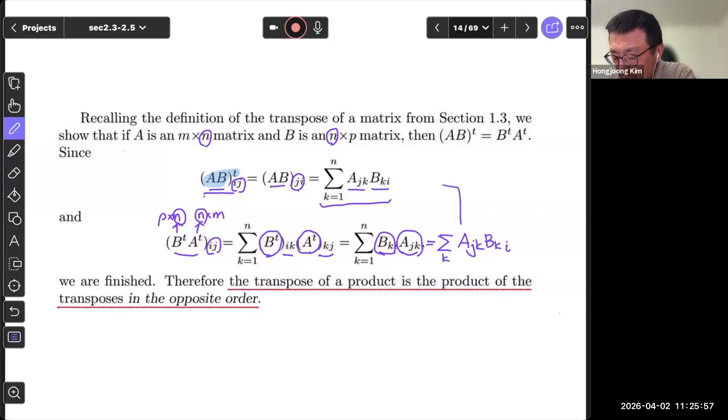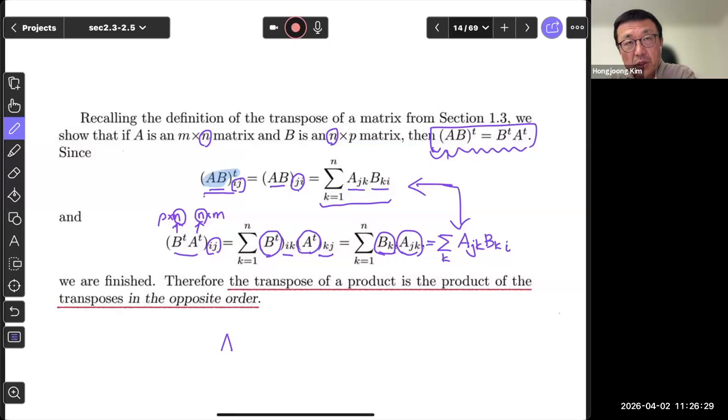So these two are the same, meaning the ith row jth column entry of the transpose of A times B will be the ith row jth column entry of B transpose times A transpose. In other words, we have this result: the transpose of a product is the product of the transposes in the opposite order. So please remember this.